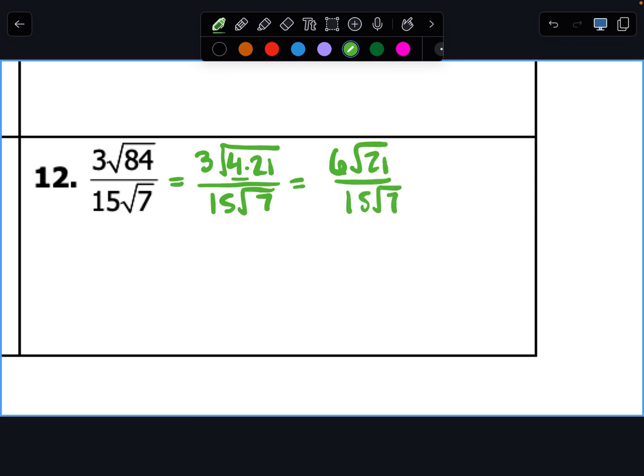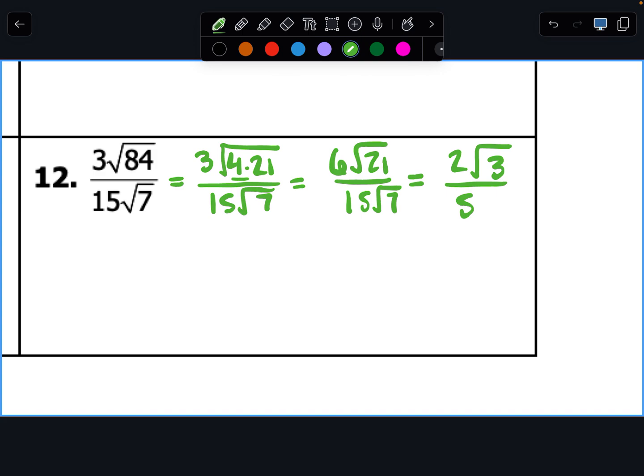Now I need to simplify. So I'm going to simplify my coefficients. 6 over 15. What can I divide both 6 and 15 by? 3. So that turns into 2 over 5. Now it says divide my radicand. So I'm looking at 21 over 7. Gives me square root of what on top? Square root of 3. Okay, so you can divide under radicals.